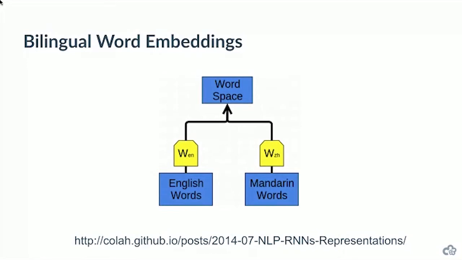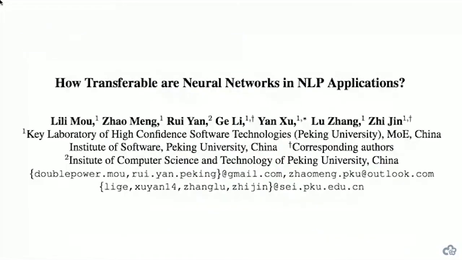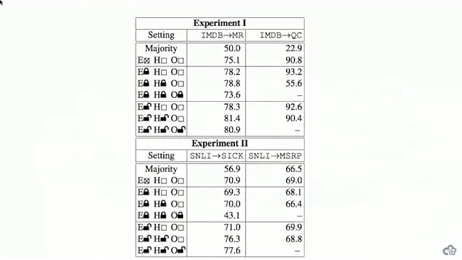And there's a great paper, How Transferable Are Neural Networks in NLP Applications, which again is a good survey of the different things that you might try. And basically what they find is that these neural nets actually work super well, where depending on how similar your data sets are, you might want to lock down more parameters of the network.